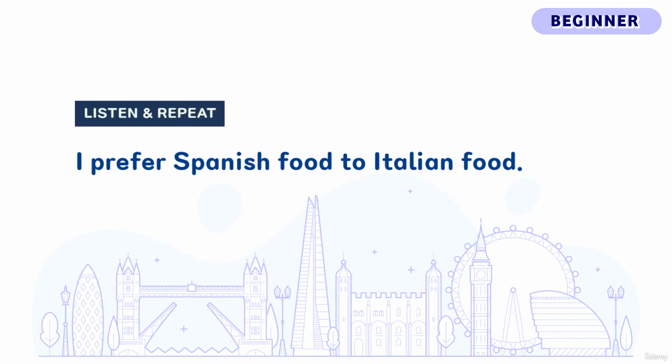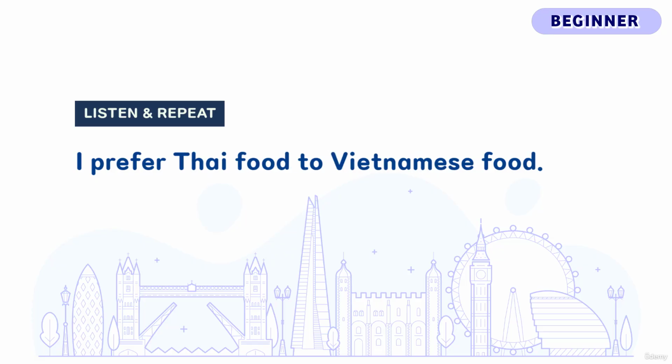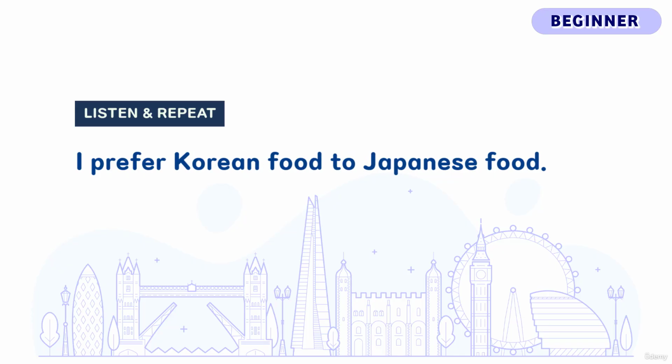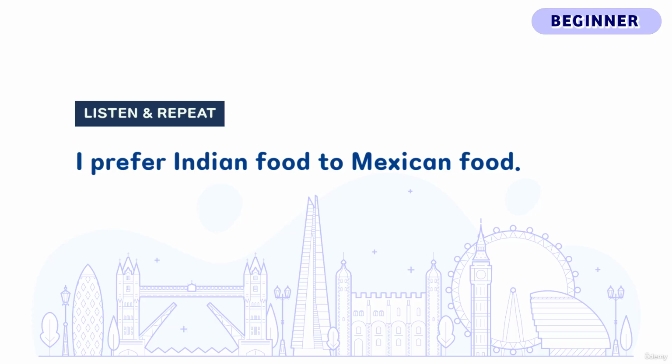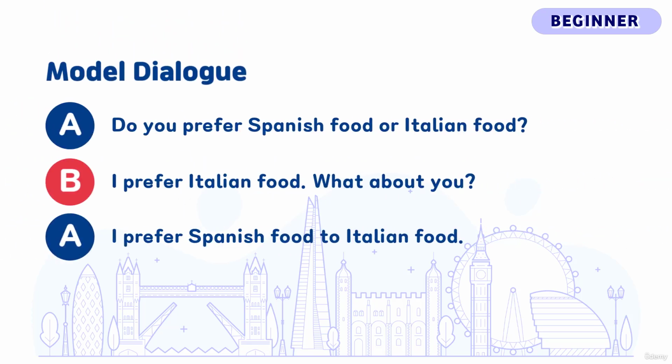Okay, so let's practice these sentences. I prefer Spanish food to Italian food. I prefer Thai food to Vietnamese food. I prefer Korean food to Japanese food. I prefer Indian food to Mexican food. Excellent job, well done. Now, before we do the final practice, let's listen to the whole dialogue again.